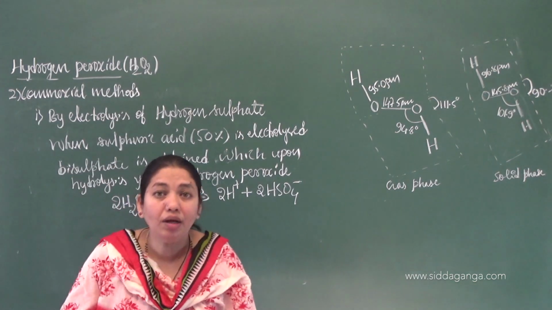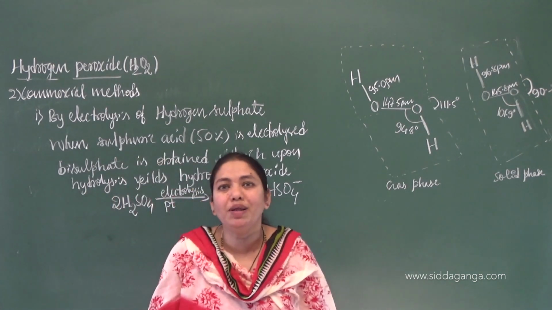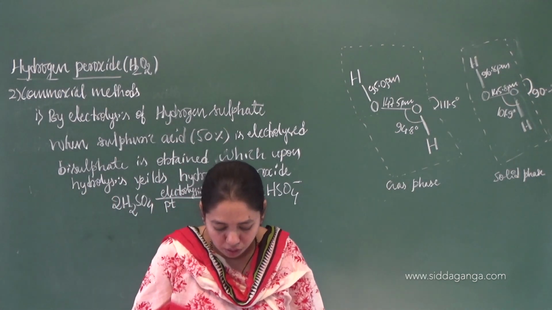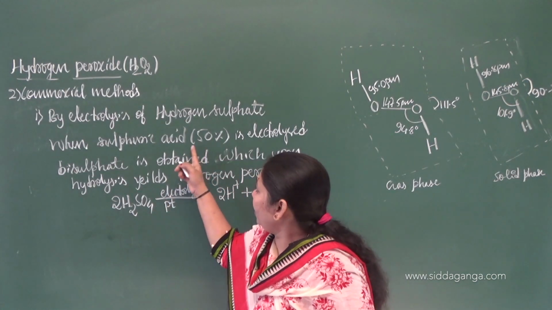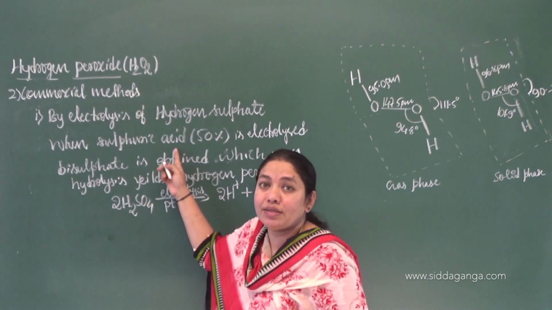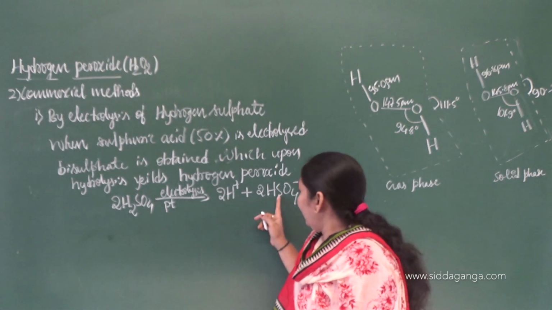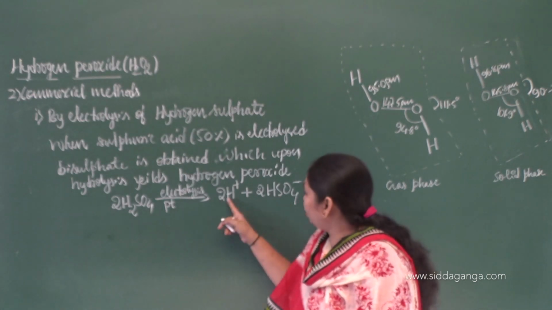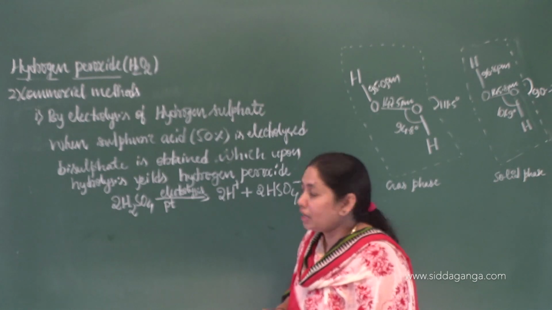Usually you know about the electrolysis of sulfuric acid, so it should form 2H plus and SO4 2 minus, right? But here, what acid we are taking, it is not dilute, right? It is concentrated sulfuric acid. So the products will be H plus and then HSO4 minus, not the H plus and SO4 2 minus. That is in case of dilute sulfuric acid.